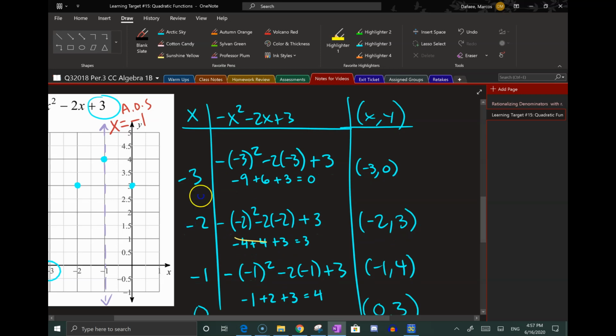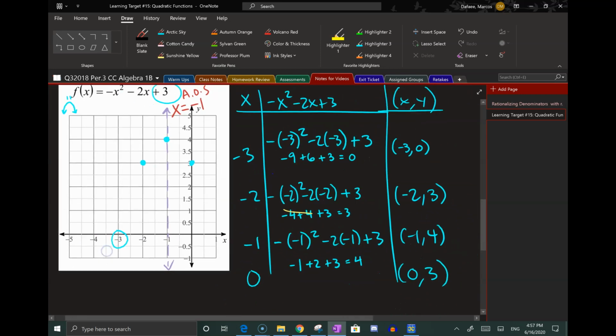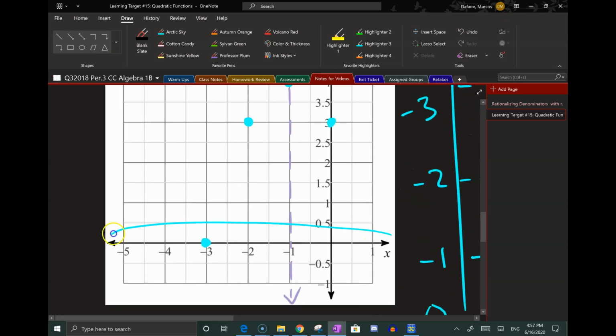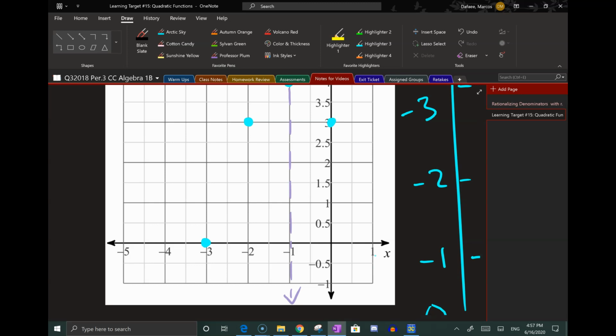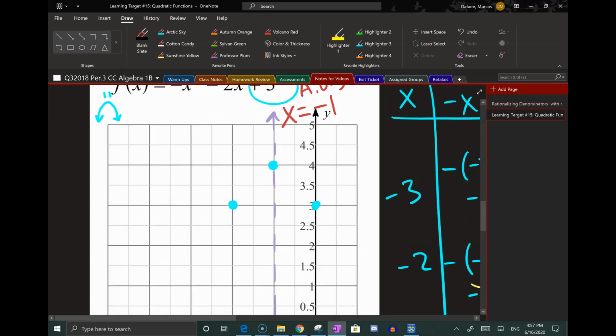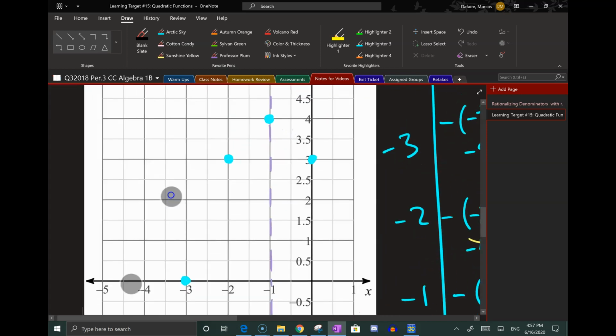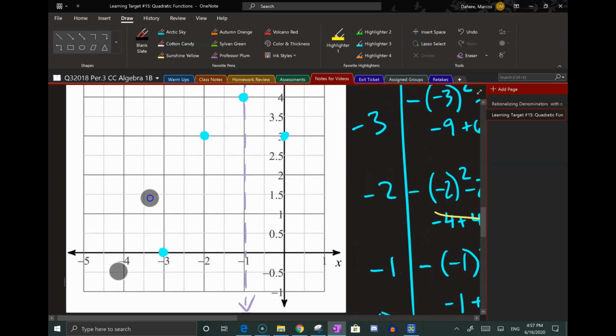And this is a really interesting point because of where it's sitting. So -3, 0 is sitting right on that x-axis. It's sitting right on top of it. Anytime you have a point that sits on top of an axis, it's going to be that type of intercept. So either x-intercept if it's sitting on that one, or y-intercept if it's sitting on that one. As you can see right there, that was our first point. So I have an x-intercept point.